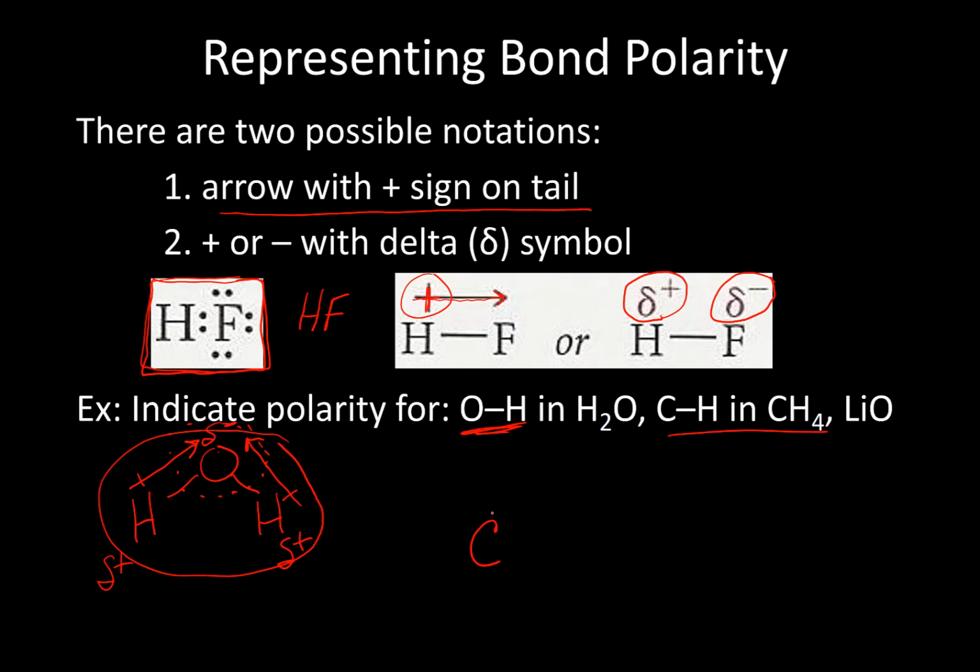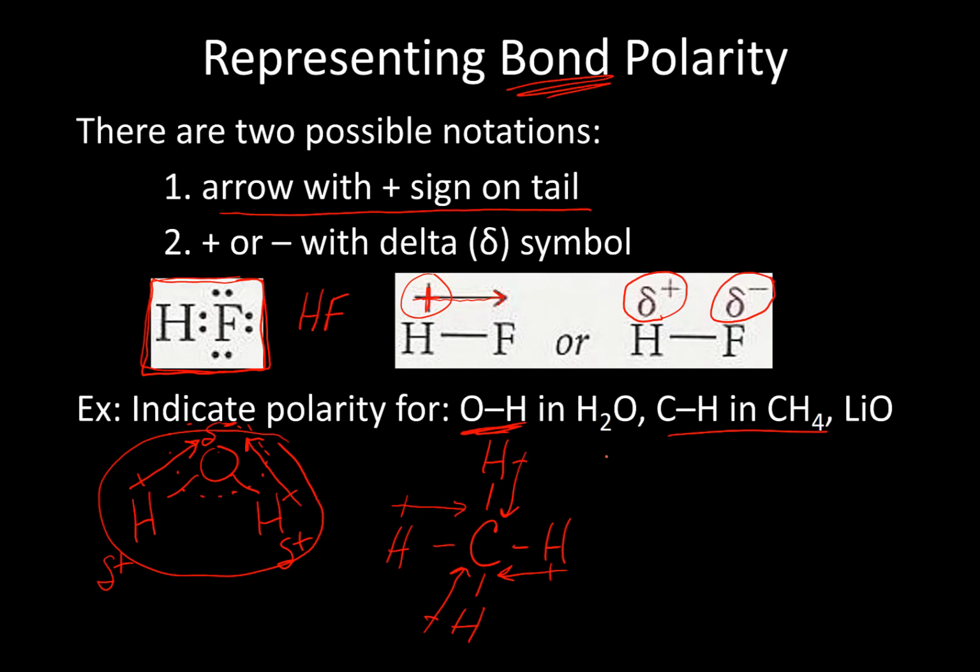Methane, same kind of thing. Each of these bonds has a polarity. Carbon has a slightly higher electronegativity than hydrogen, so the electrons are going to be pulled toward it. Even though the molecule as a whole ends up being nonpolar, and we'll get to that in the next pre-class question set, understanding molecular polarity. Remember, bond polarity and molecular polarity are different. There's still polarity in each bond. A molecule as a whole can be nonpolar, but the bonds still have polarity.